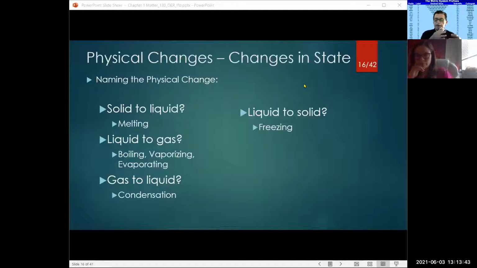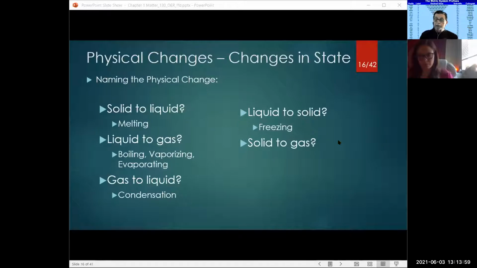Okay, we continue to remove the energy, get it colder. The molecules get closer together. They finally go into the solid phase. Okay, we call that freezing. So nothing new here: condensation, melting, boiling, freezing.